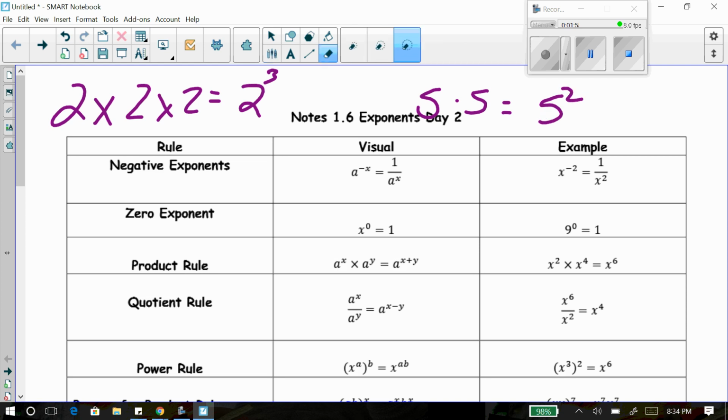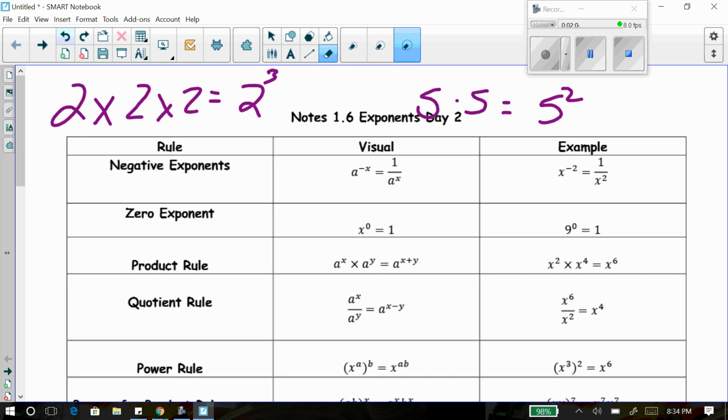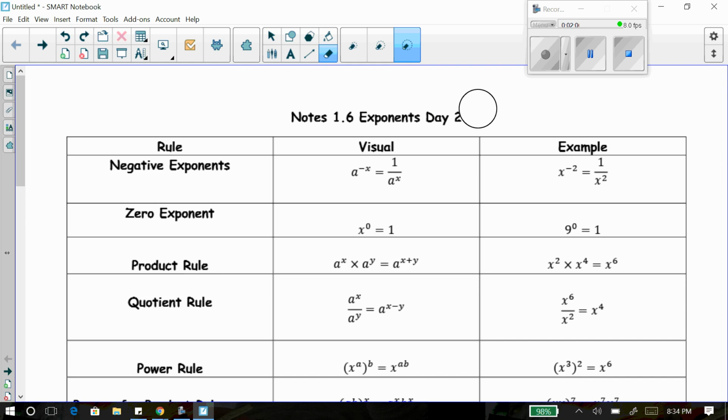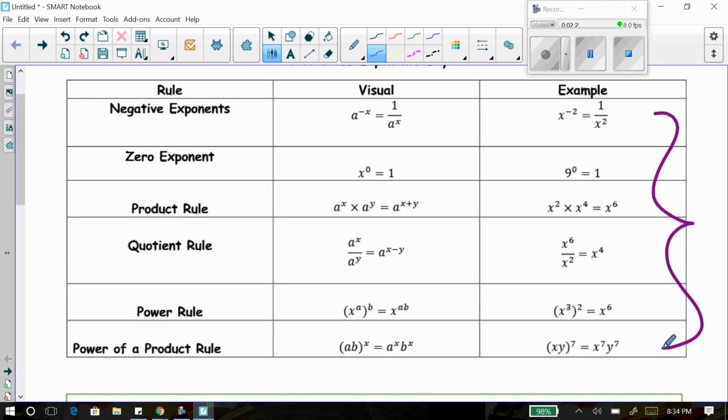Now, there's a few more exponent laws that you have to know, okay? Sorry about that. And we're going to get into those today. So one rule that you need to know is the product rule. The next rule is the quotient rule. Then we have a power rule, and then power of a product rule. So these 6 exponent rules you have to know. We did 2 in the first lesson, and we're going to do 4 today.